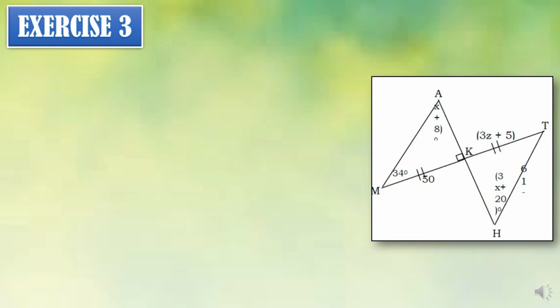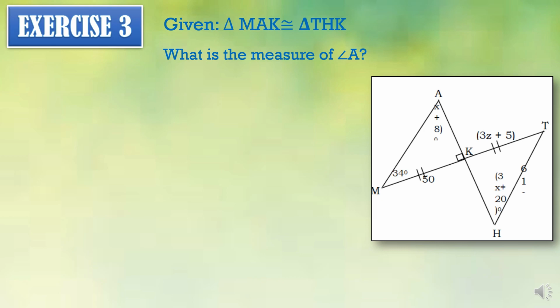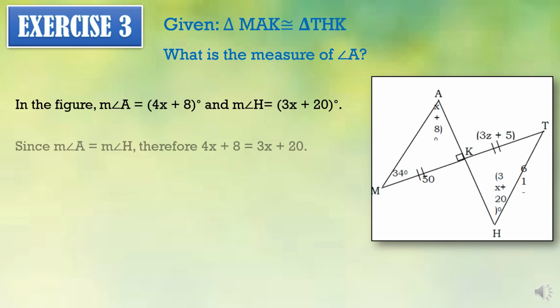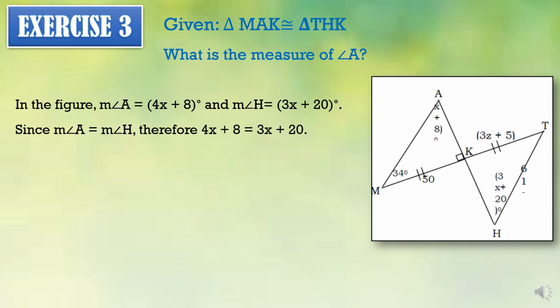Still on exercise 3. In the given figure, the measure of angle A is equal to the quantity of 4x plus 8 degrees, and the measure of angle H is equal to the quantity of 3x plus 20 degrees. Since the measure of angle A is equal to the measure of angle H, therefore, 4x plus 8 is equal to 3x plus 20.